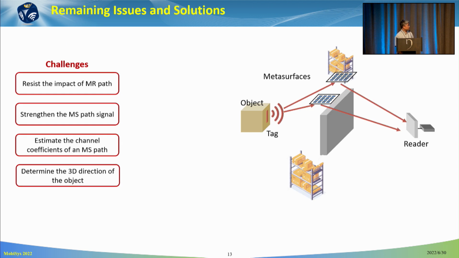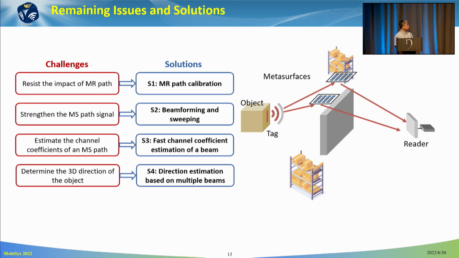Now we still have a few challenging issues to solve. The first is how can we resist the impact from the MR path? The problem is that the phases from the different elements could be different. Then how do we improve the signal strength from end to end? Then how can we estimate the channel coefficients in a fast way? And based on the channel coefficients, finally, how can we determine the 3D direction? So let's look at the solutions one by one.